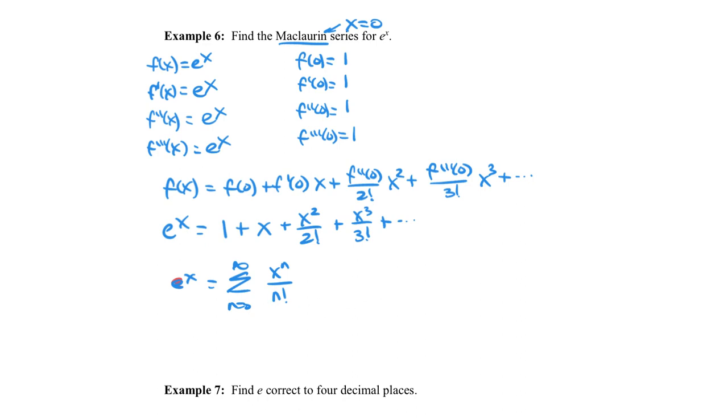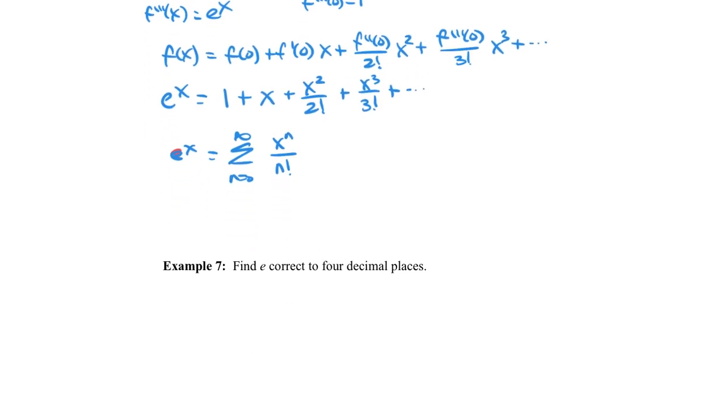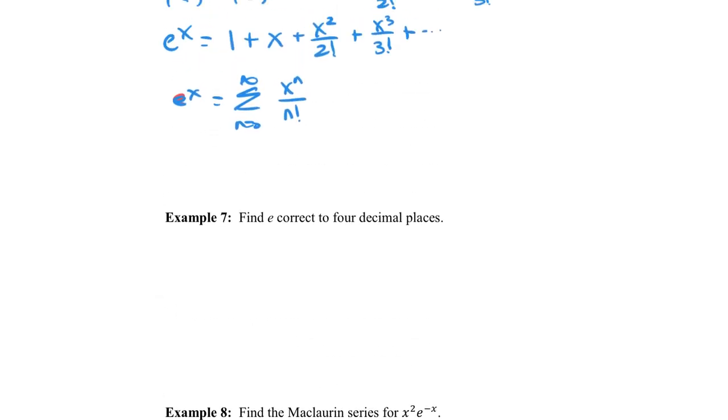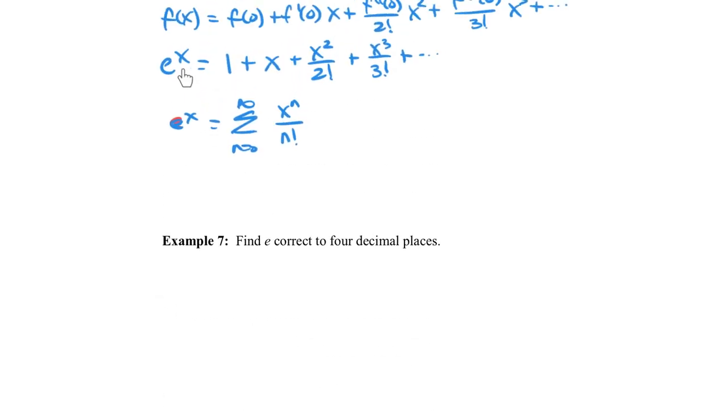Okay, so we've got that, and then example 7 is going to ask us to make use of this. It says find e correct to 4 decimal places. All right, so if you look at what we've got right here, we've got a formula for e to any power. So e would just be e to the first power. So you can basically just use this formula and put a 1 in for x, right? So it would be like e to the 1 equals 1 plus 1 squared over 2 factorial plus 1 cubed over 3 factorial, right? So we can just use that.